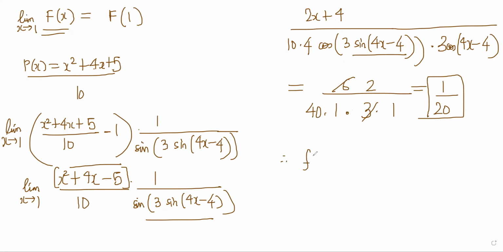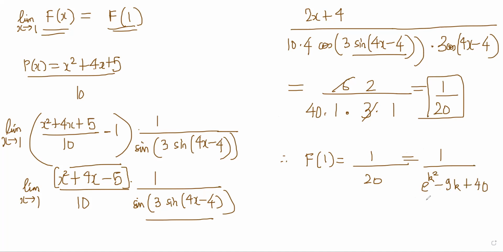Therefore, the value of f of 1 should also be 1 by 20, right? Then only the function is continuous and the limiting value is equal to the function value. And therefore, 1 by e power k square minus 9k plus 40, this should be equal to 20, right? Actually, this was the limit, and the value of the function was e power 1 by 20, right? The limit was totally e power 1 by 20.